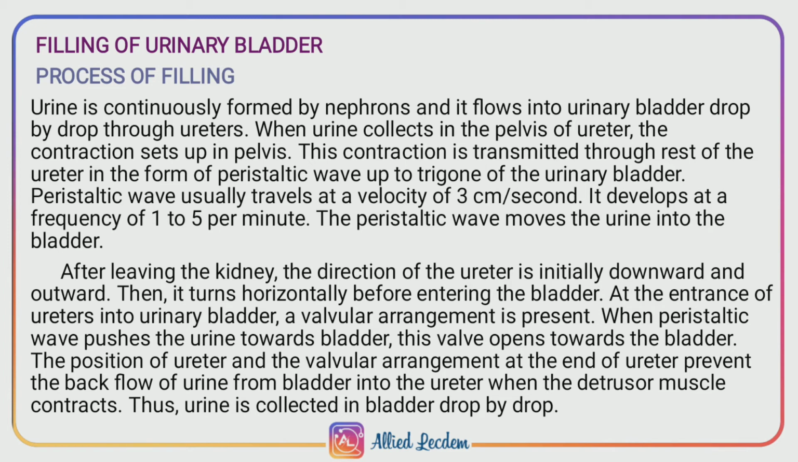The position of the ureter and the valvular arrangement at the end of the ureter prevent the backflow of urine from the bladder into the ureter when the detrusor muscle contracts. Thus, urine is collected in the bladder drop by drop.